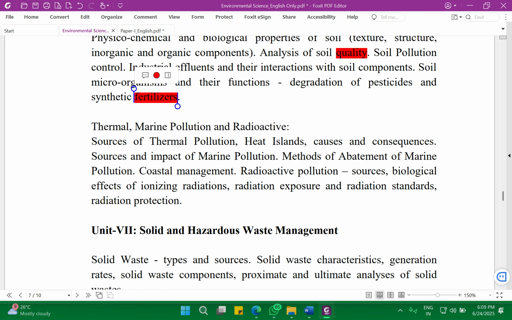And then again in marine pollution, they are asking some questions. And radioactive pollution, they are asking one or two questions. By using lead, you can protect from radioactive pollution. So those questions they may ask.